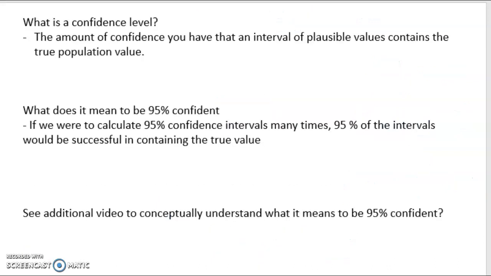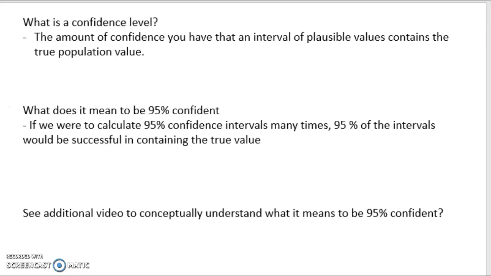So what is a confidence level? It's the amount of confidence that you have that the interval contains the true population value. So if I'm 50% confident, that means I'm 50% sure that that true value is in there. If I'm 75% confident, I'm 75% sure that that true value is in there.